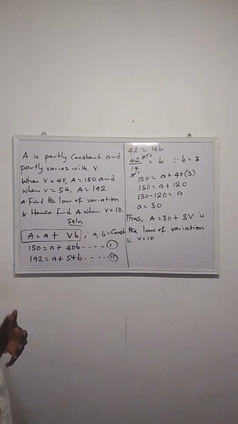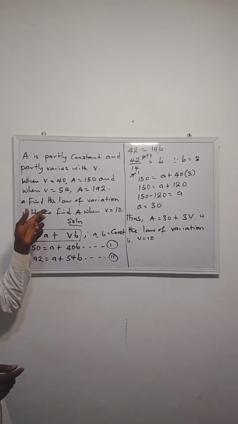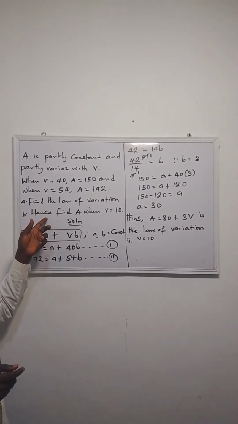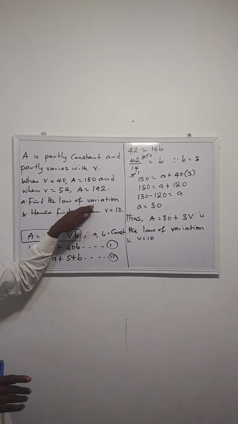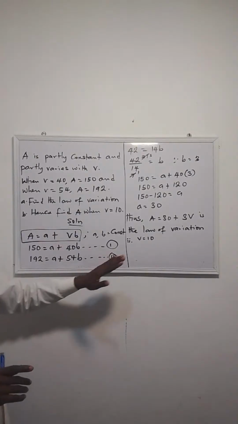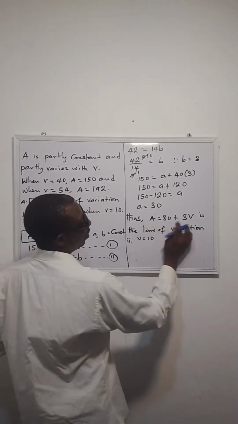If you do it the other way around and you have the correct answer, you'll be penalized because the question asks you to continue from where you stopped. So you are not expected to use any other method apart from what you have here. Okay, so now let's continue. And this is the law of variation.